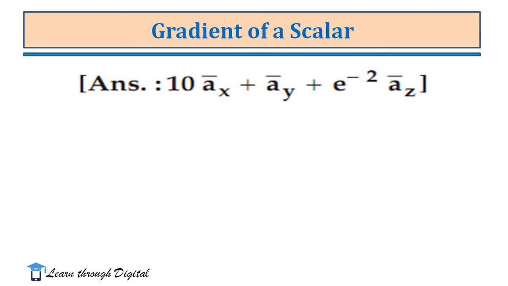The given quantity is a scalar quantity. The gradient of a scalar field is a vector field.